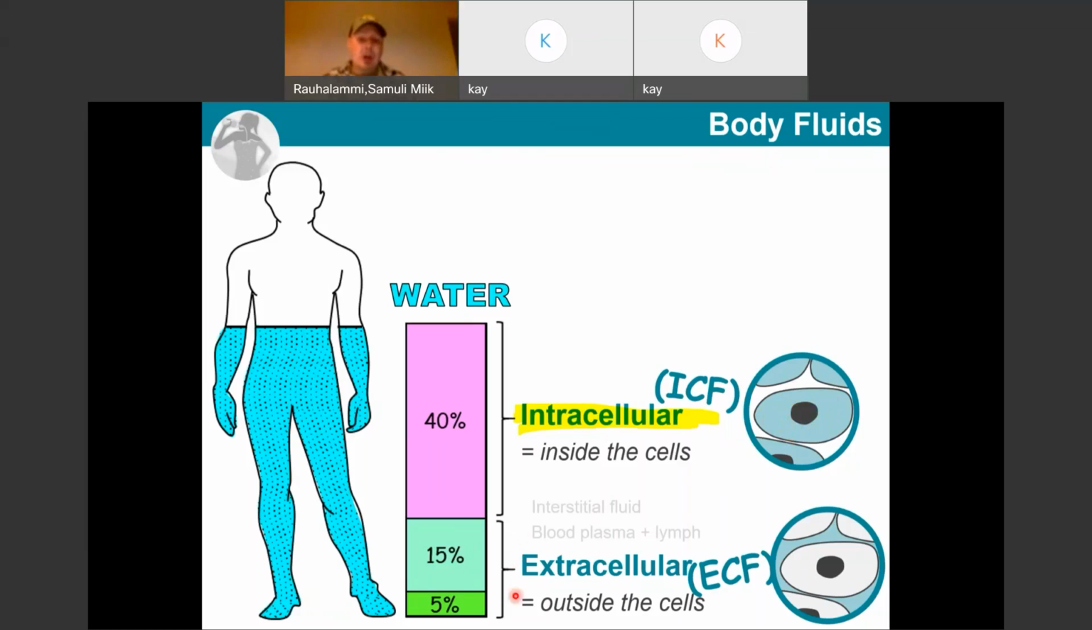The remaining third of the fluid content in the body is located outside the cells. And this fluid that's located outside the cells, there are 3 places where we find it. We find it as interstitial fluid, so the fluid in the tissues between the cells. We also find it as the plasma of the blood. There's a lot of water there. And then we also find it as lymph. So 3 places where we find extracellular fluid in great quantities.